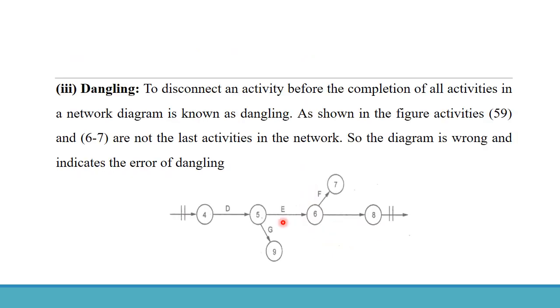Dangling: to disconnect an activity before the completion of all activities in a network diagram is known as dangling. Shown in the figure, 6 and 7 are not the last activities in the network. So that diagram is wrong and indicates the error in the diagram.